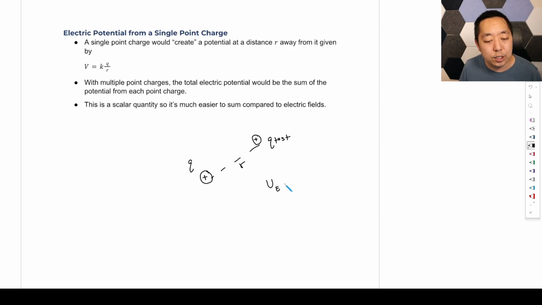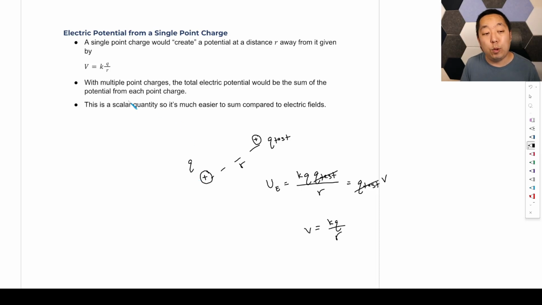The potential energy in this configuration would be k times q times q test divided by r. Now, this is going to be q test times the potential at that location. So you see, if we divide out the q test, then we get the potential there to be kq over r, which is dependent only on this charge.